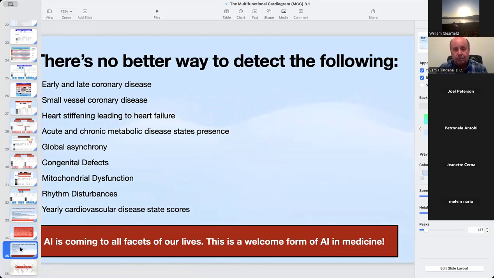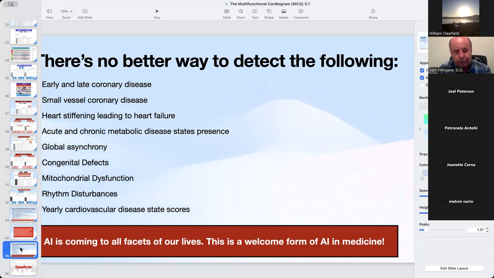Global asynchrony, when one side of the heart contracts before the other. That takes away from your cardiac ejection fraction, and it takes away from the efficiency of the heart. Congenital defects. This thing picks them up left and right, and I'm telling you, probably about 35 to 40% of patients have congenital defects that I've screened, and I'm in the thousands.